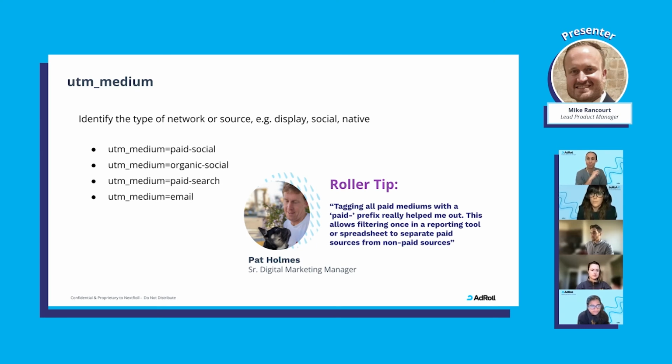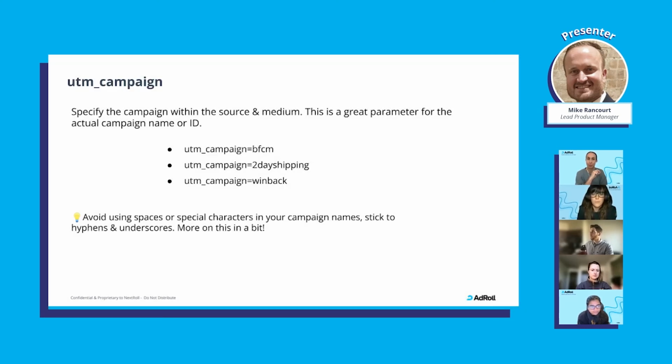Great, thanks, Pat. So the next one is UTM campaign. As it says in the name, this is your campaign name or campaign ID for each of these campaigns within that source medium combination. An example would be if you have 5 Facebook campaigns, you might not want to have them all clustered as just Facebook because maybe they have different goals, different tactics, different ads within them. You want to be able to parse those out in your reporting so you don't have them all clustered together. Utilizing campaign names will allow you to do that. Some examples would be Black Friday, Cyber Monday, 2-day shipping, etc.